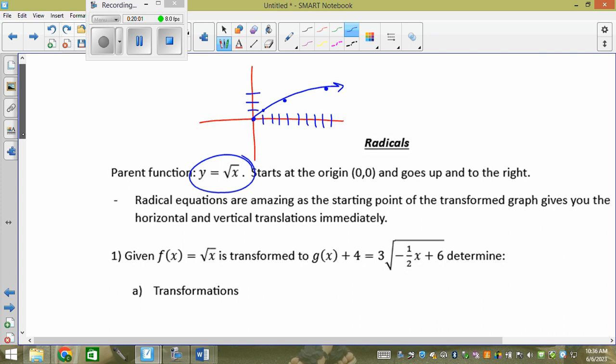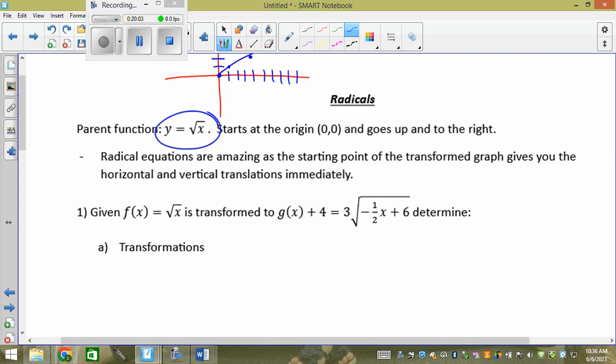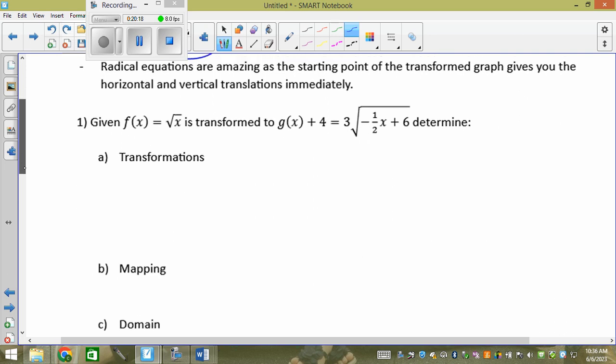Radical equations are amazing, as the starting point of the transformed graph gives you the horizontal and vertical translations immediately. Because the parent starts at (0, 0), if I look at an actual graph and it's not starting at (0, 0), I have a horizontal and vertical translation wherever it is. That's the great thing about a basic radical graph.